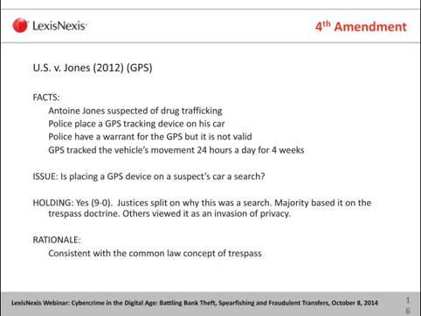So the question before the court was, is placing a GPS device on a suspect's car a search? All right, is this a search? Because if it is, he can argue that his Fourth Amendment rights are violated. The question, at least for the Supreme Court, was quite obvious. They said, yes, it's a search. This was a 9-0 decision.